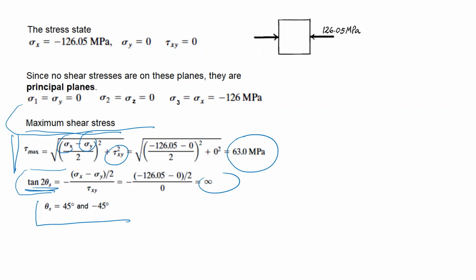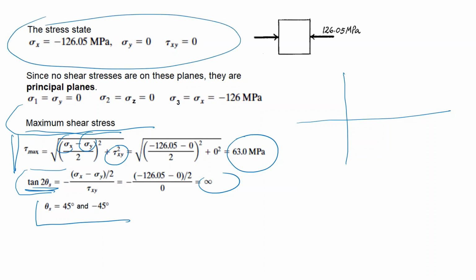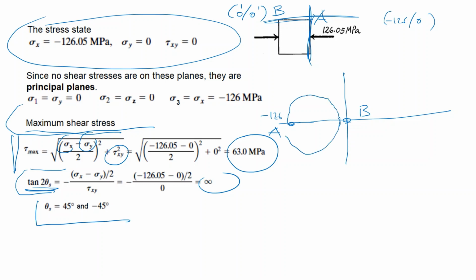So you can solve this problem also with the help of a Mohr circle. So you know these values. For this surface, well, let's call it surface A, your sigma is minus 126, your tau is 0, so your point is somewhere here, minus 126. And for this surface, let's call it surface B, you have the coordinates 0, 0, that's sigma and tau, and that is this point. This is point B, and this is point A, and you can draw the Mohr circle like this.